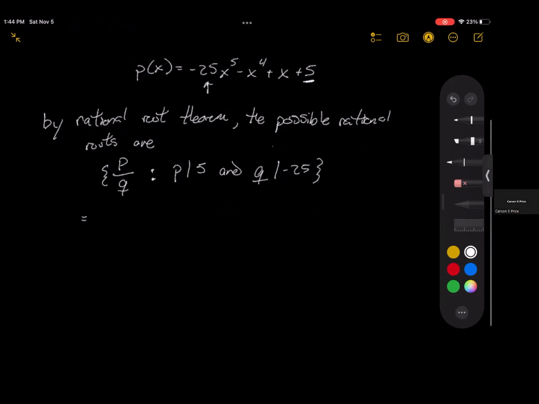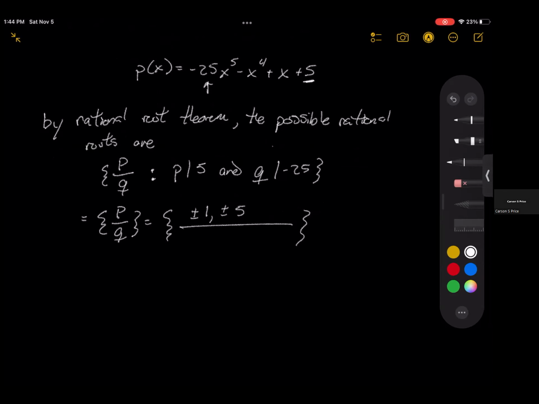So let's give ourselves all the possibilities. So if p has to divide 5, 5 is a prime number. The only integers that divide 5 are 1 and 5. So it could be plus or minus 1. It could be plus or minus 5.